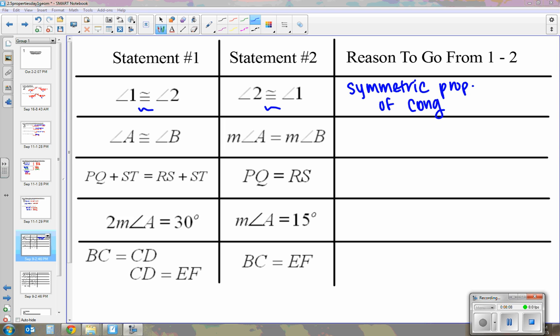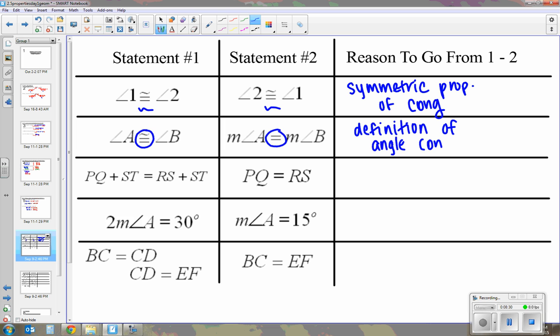Now the second one is angle A is congruent to angle B, and then the measurement of A is equal to the measurement of angle B. Since we're moving from congruency to equality, this is our special property, which is the definition of angle congruence, which allows us to move between those two symbols. Our next one is PQ plus ST equals RS plus ST, and our new statement is PQ equals RS. If you notice, the ST is being subtracted on both sides, so this is our subtraction property of equality.